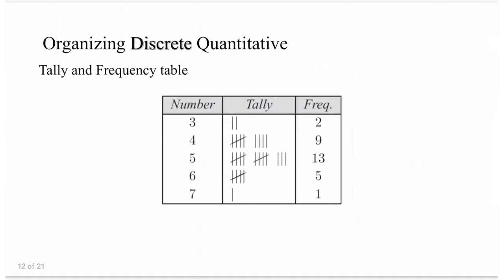Organizing and displaying discrete quantitative data. You can also use a tally and frequency table if you're just counting something. So if this 3, 4, 5, 6, 7 represents the number of people that live in your home, and you were standing at the door of the school asking people as they walked in how many people live in your home, you just put a little tally mark as they answer the question, and in the end you can count up your frequency.